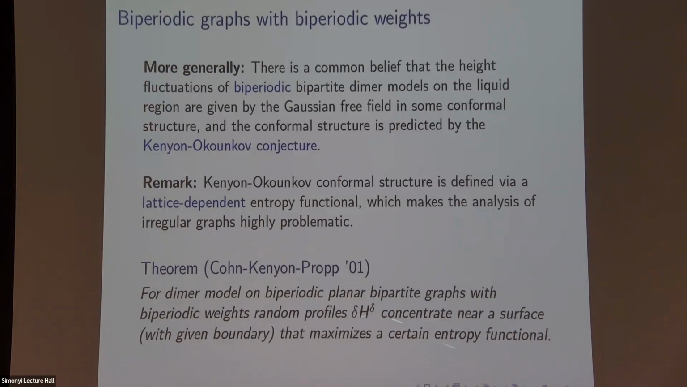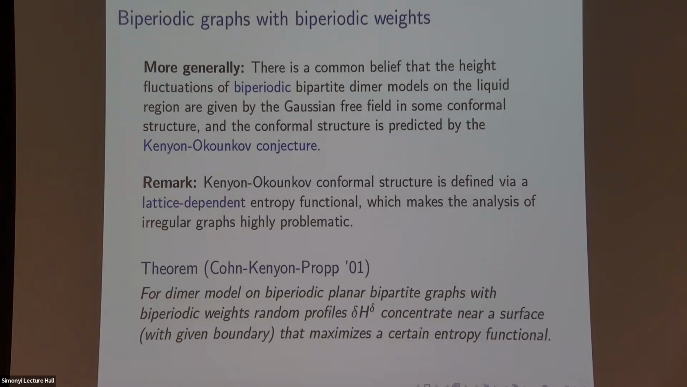Then as soon as we can identify this entropy functional, we can take into account the lattice which we started working with. And then there is a conjecture by Kenyon-Okounkov, which gives you a description of this conformal structure, which I was talking about in the example of the hexagon. In the case of biperiodic weights on biperiodic graphs, the fluctuations are conjectured to converge to the Gaussian free field in some conformal structure, and there is a way to describe this conformal structure in terms of the limit shape and the lattice on which we're working.